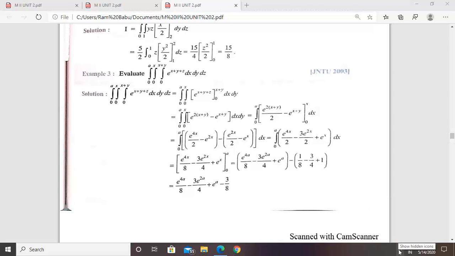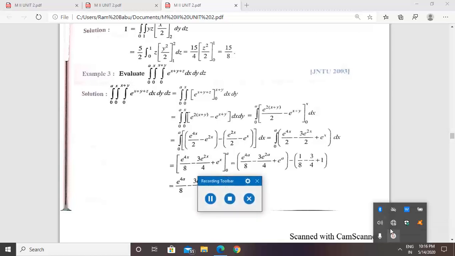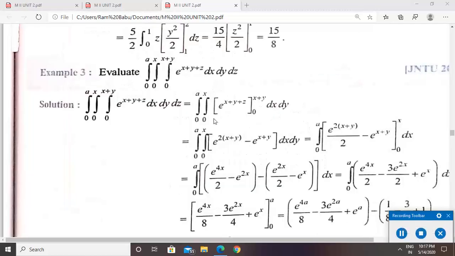Okay, here the problem is evaluate the integral within limits 0 to a, integral within limits 0 to x, integral within limits 0 to x plus y, e power of x plus y plus z dx dy dz. Notice that for the third integration, limits are in the function of x and y.